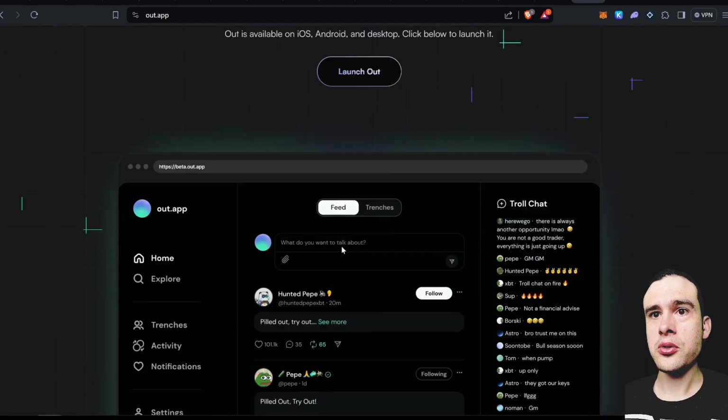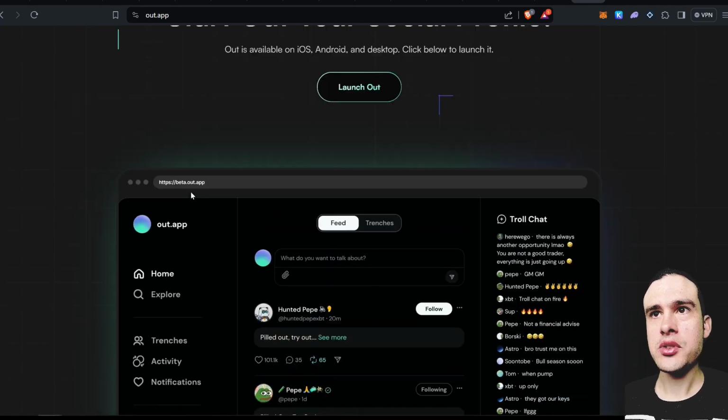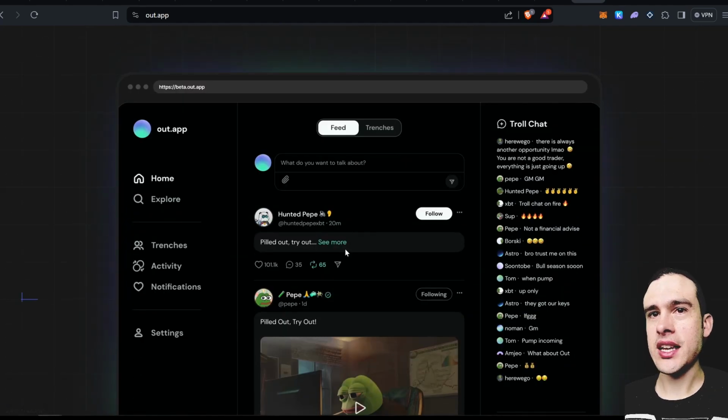I think it's really cool. It basically looks like X. You know, it's got like a chat on the side. They've kind of designed it to look a little bit like X. So we'll see how this builds out. I still haven't set up an account yet, but I think the user experience will be very similar.